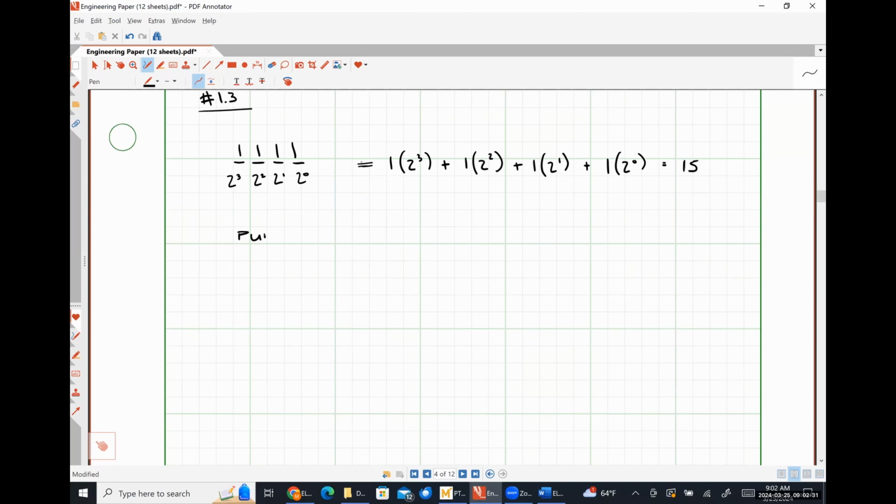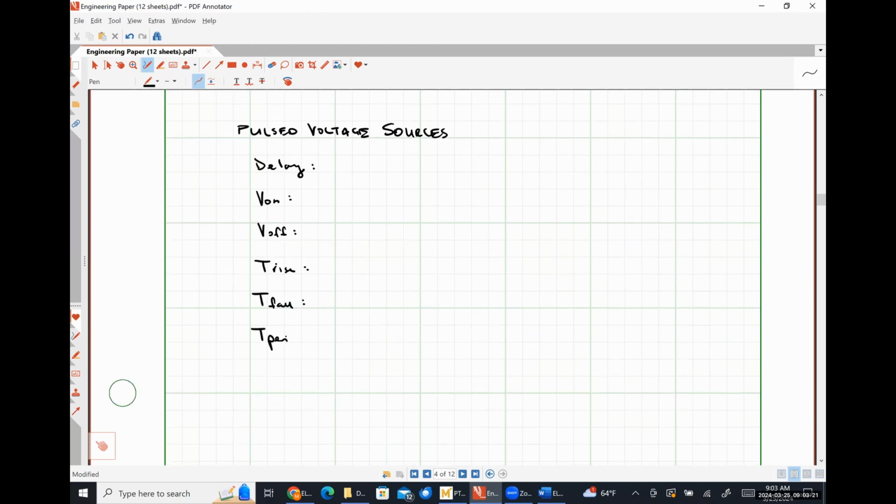Let's talk very briefly about pulsed voltage sources in LTSpice. There are some parameters that we need to pay attention to. I'm going to try to do them from memory in the order that they are, but it might be different: the delay time, the value of the on voltage. I think we might have control of the value of the off voltage, but if not, it'll just be 0 by default. The rise time, fall time, period, maybe the number of cycles, all of those kinds of things.